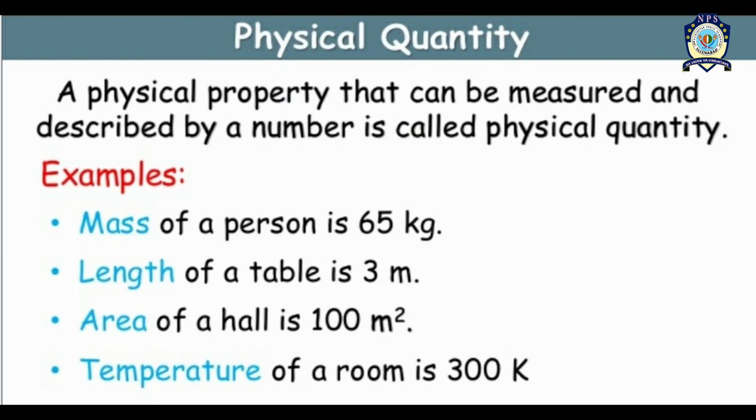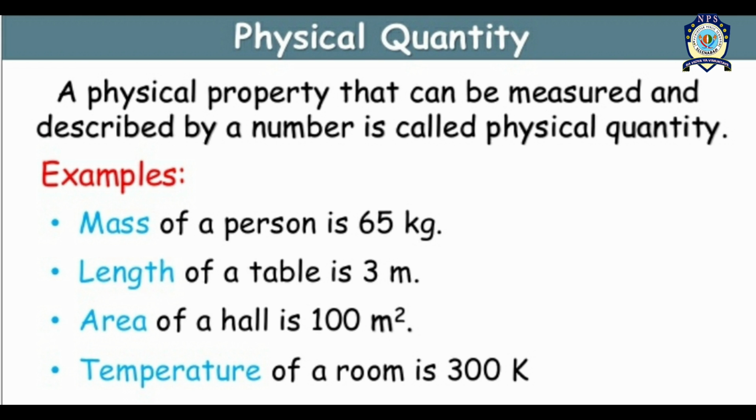Now let's learn about physical quantity. What is a physical quantity? A physical quantity is that which can be measured and described by a number. For example, the mass of a person can be measured in kg, the length of a table can be measured in meters, area can be given in meter square, and the temperature of the room can be measured in kelvins. These examples show that anything which can be measured and described by a number is called a physical quantity.